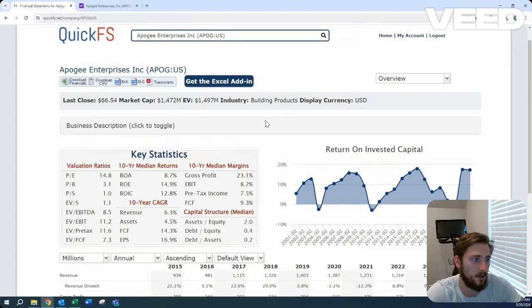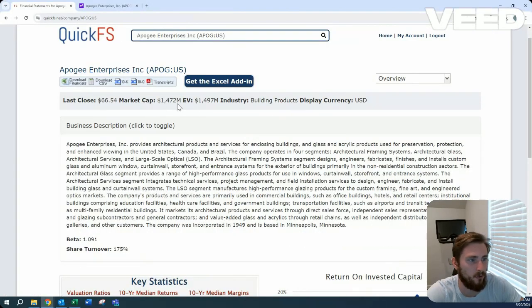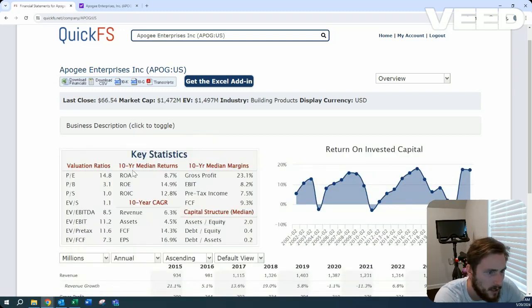Ticker symbol APOG. It looks like they're in the building products industry, 1.4 billion market cap and enterprise value. They provide architectural products and services for enclosing buildings, glass, and acrylic products used for preservation, protection, enhancing views in the US, Canada, and Brazil.